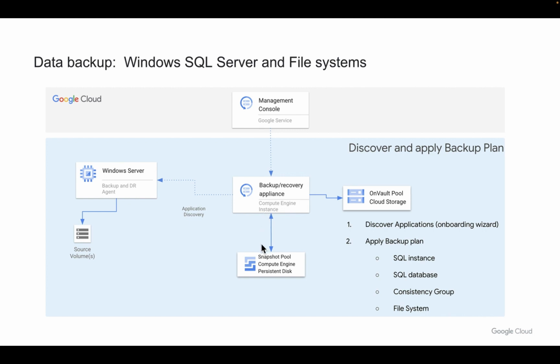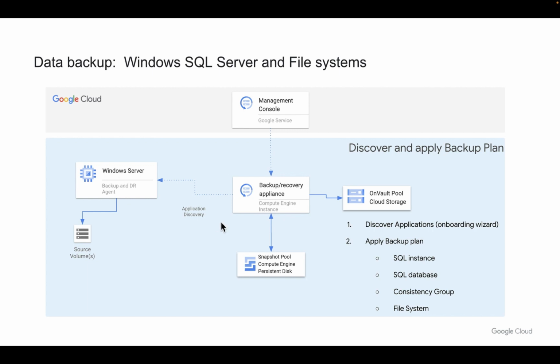The backup and recovery appliance will have a snapshot pool based on persistent disk, and we should add an on-vault pool to it, which is running in Google Cloud Storage. What we then do is deploy the Backup and DR agent into any of our Windows servers. This could be Compute Engine VMs, or it could be VMware VMs. And obviously we're doing this because these Windows servers are running a SQL Server database, or maybe even just a Windows file system that we want to back up.